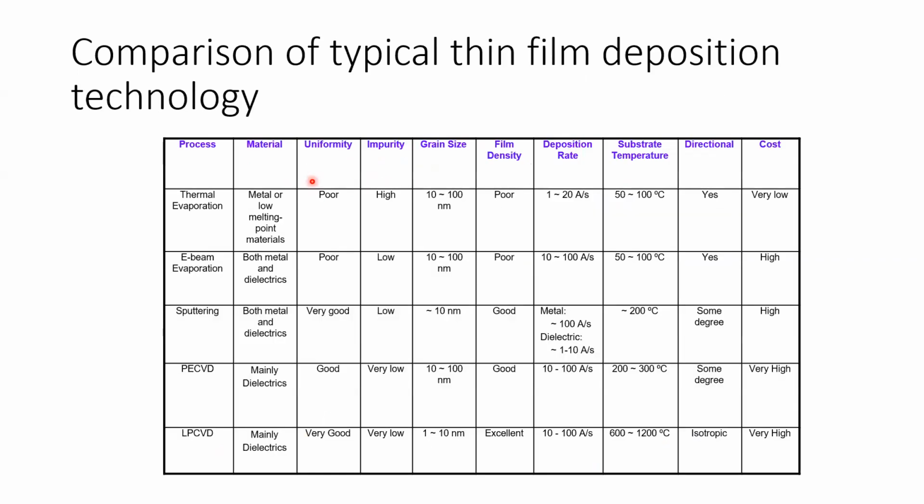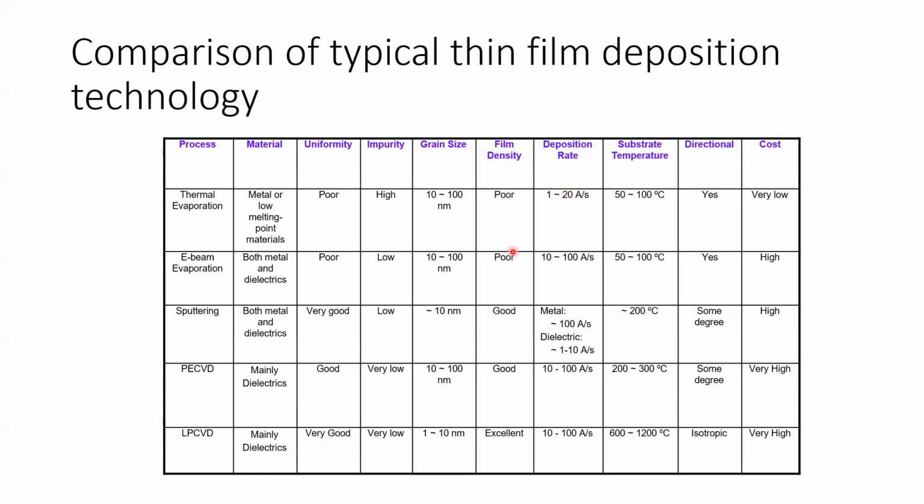Here is a more general comparison of typical thin film deposition technologies, including thermal evaporation, E-beam evaporation, and sputtering. We compare them with PECVD and LPCVD. For IC fabrication, we use CVD a lot, PECVD and LPCVD.